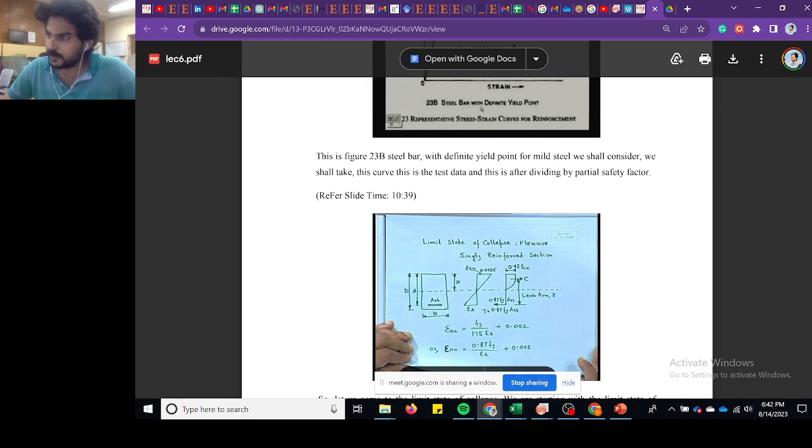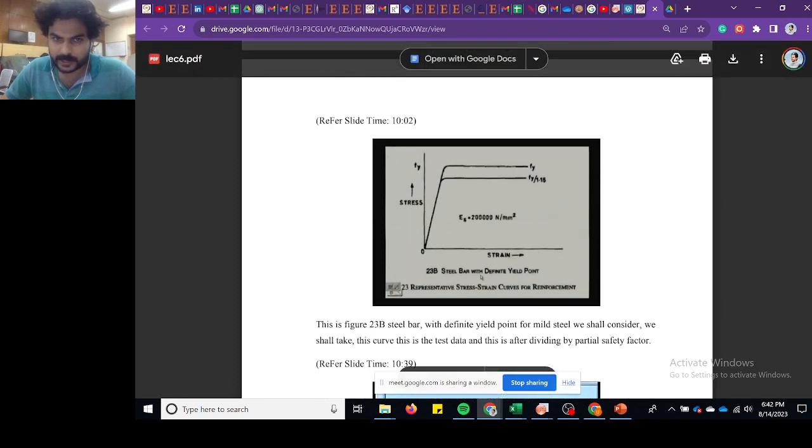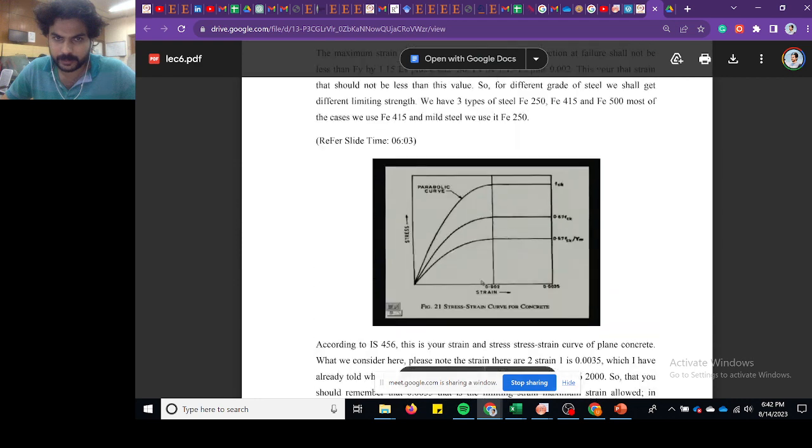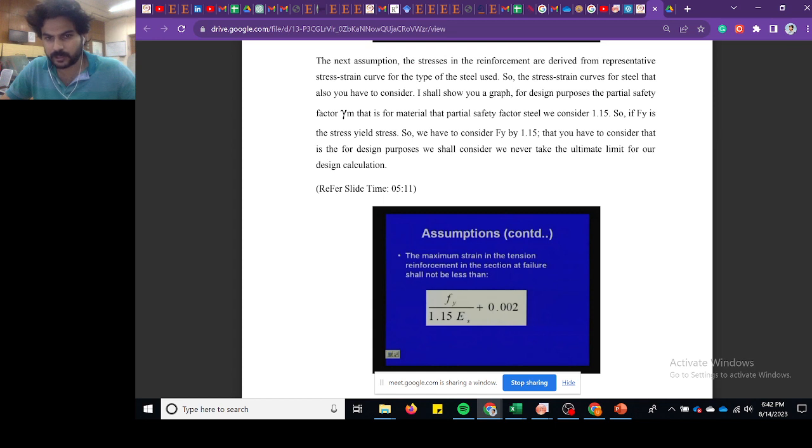As you can see here, it is 0.0035, which is the maximum strain allowable in the concrete, because this is shown as concrete and this is shown as steel. So in steel, how much is given? For the steel, the maximum strain in the tension reinforcement in the section at failure shall not be less than fy divided by 1.15 Es plus 0.002. You have to be very clear that this shall not be less than.